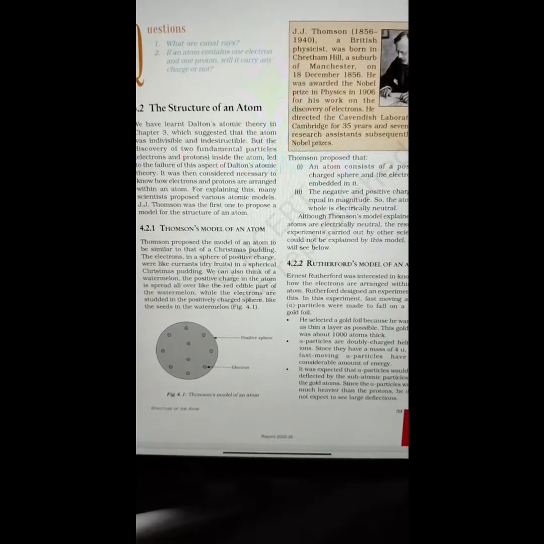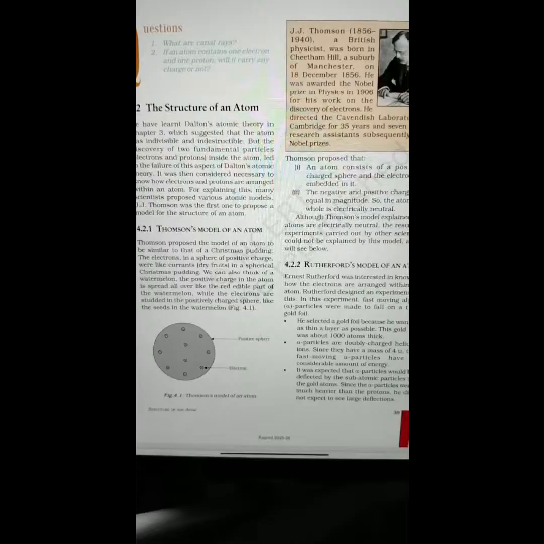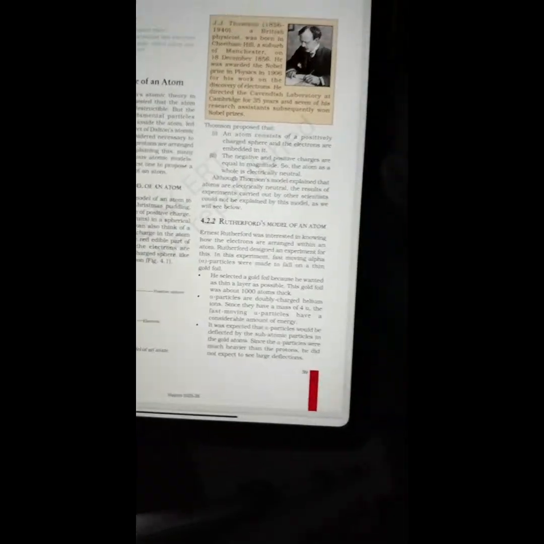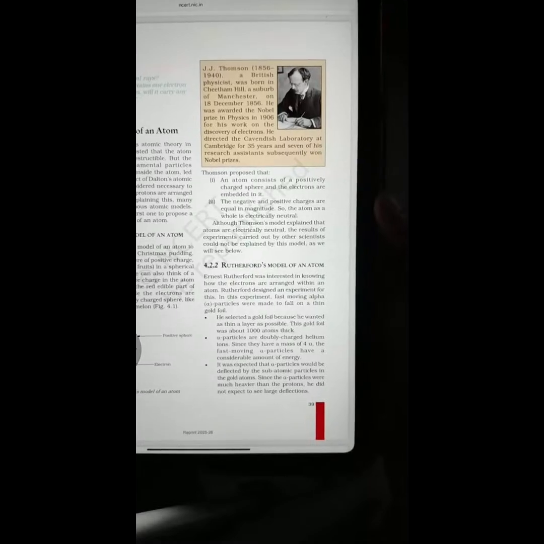We can also think of a watermelon. The positive charge in the atom is spread all over like the red edible part of the watermelon, while the electrons are studded in the positively charged sphere like the seeds in the watermelon. Figure 4.1 is showing you Thomson's model of an atom. Let's come to this side of this page.